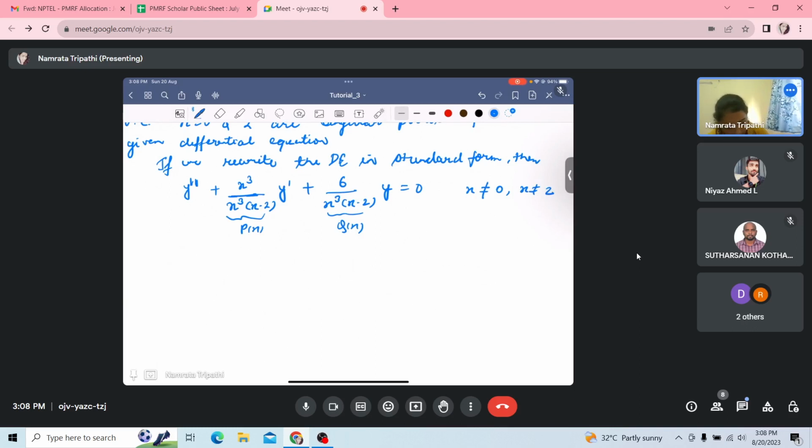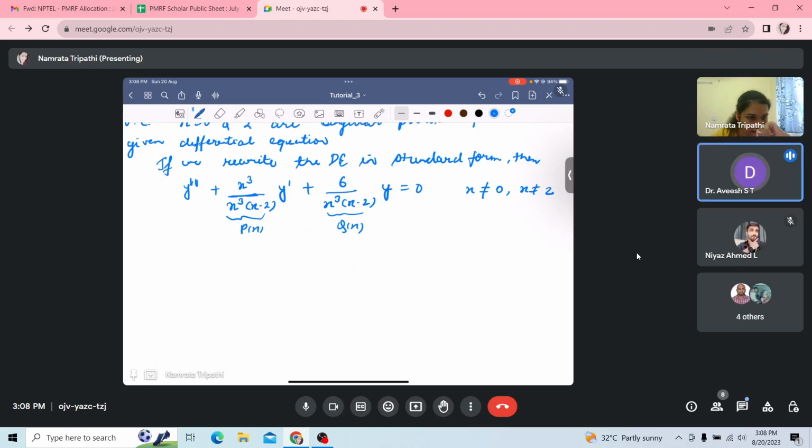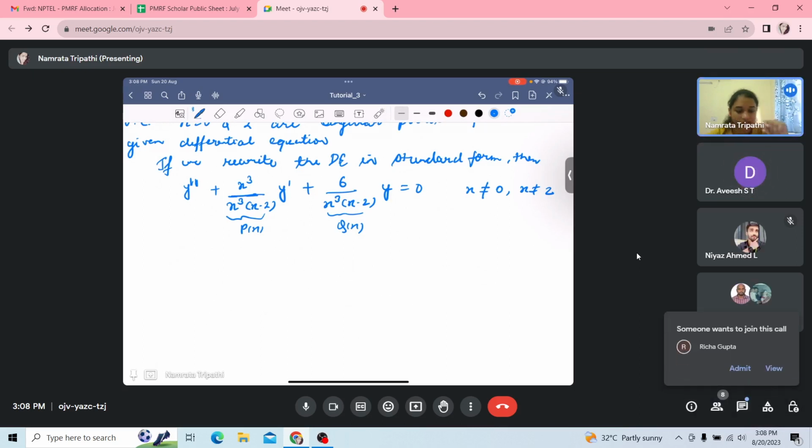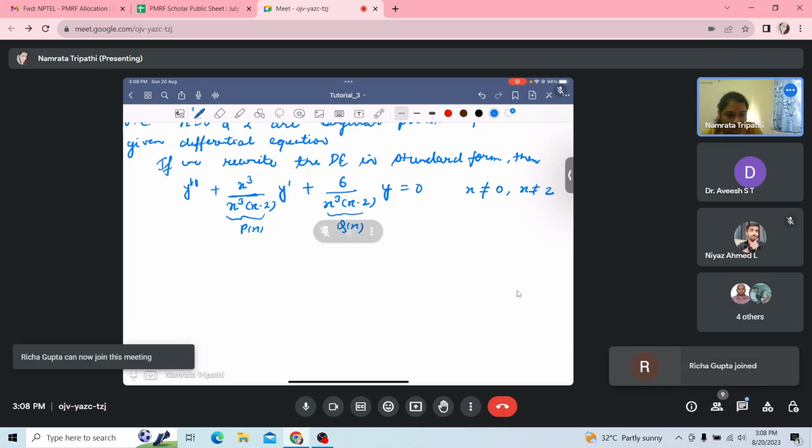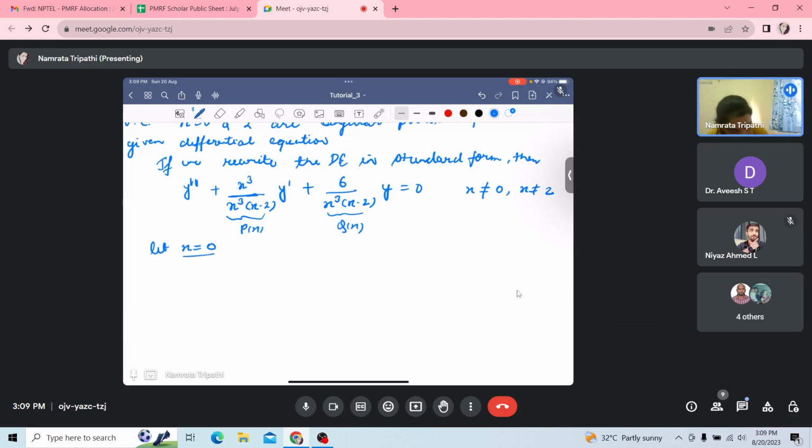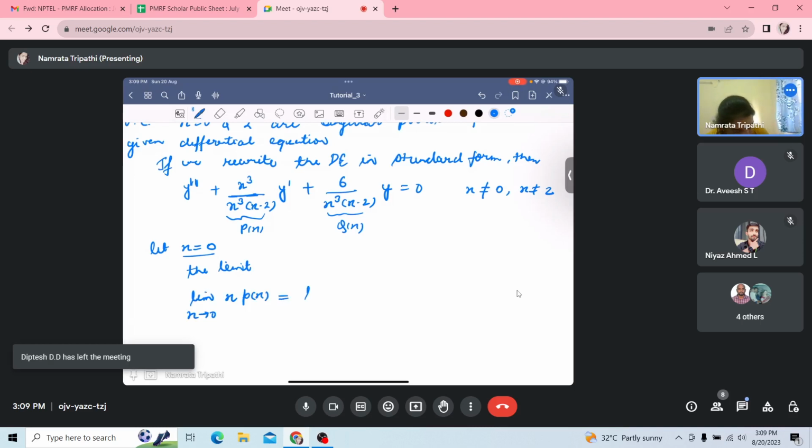Now how to classify? What should we do? We need to find whether the singular point is regular or irregular. We have to calculate the limit, let's say for x equals 0. Limit as x tends to 0 of (x minus 0) times p of x, or simply x times p of x. The x terms will cancel. So this is finite, isn't it?